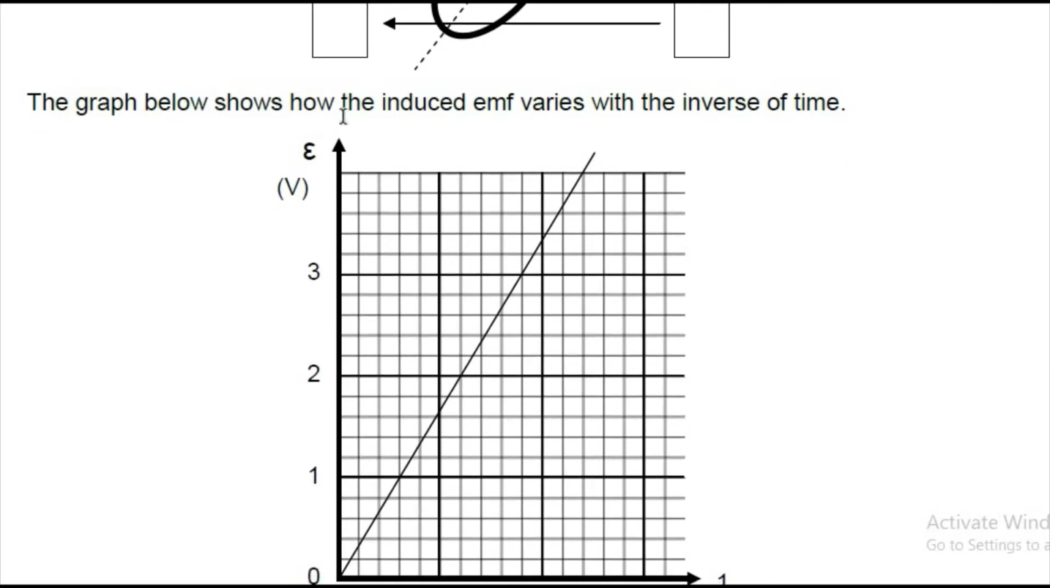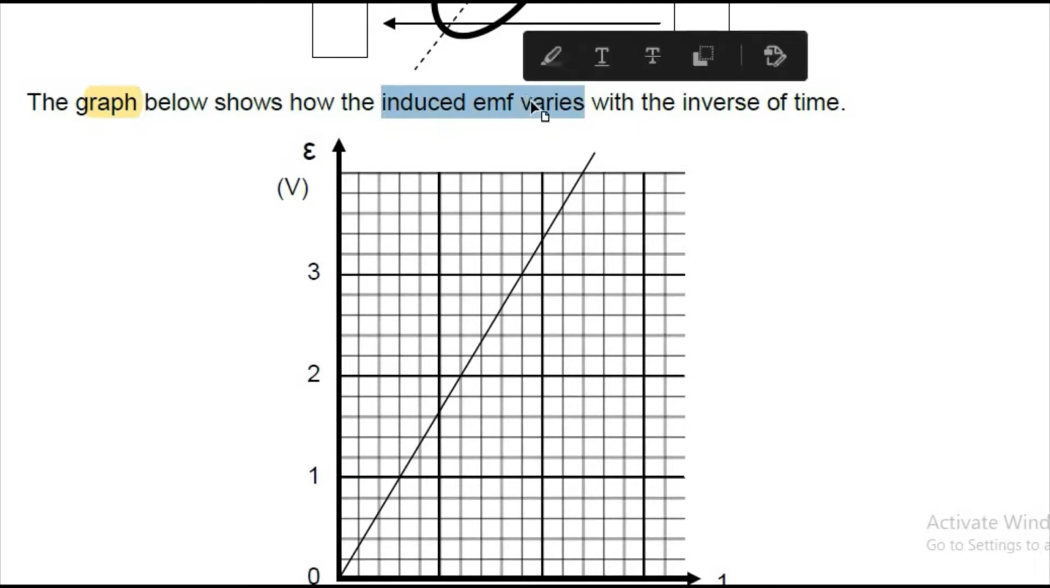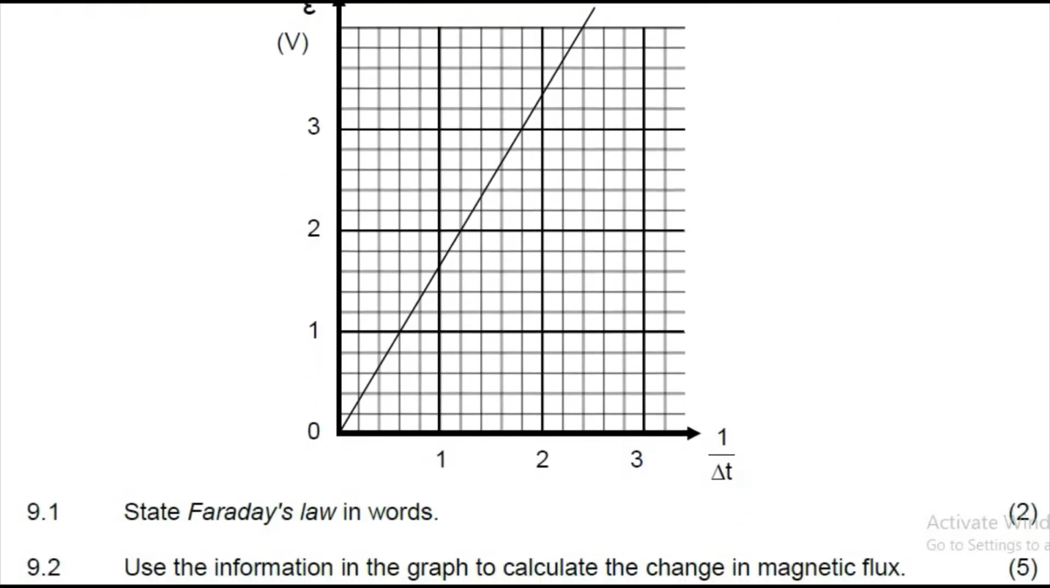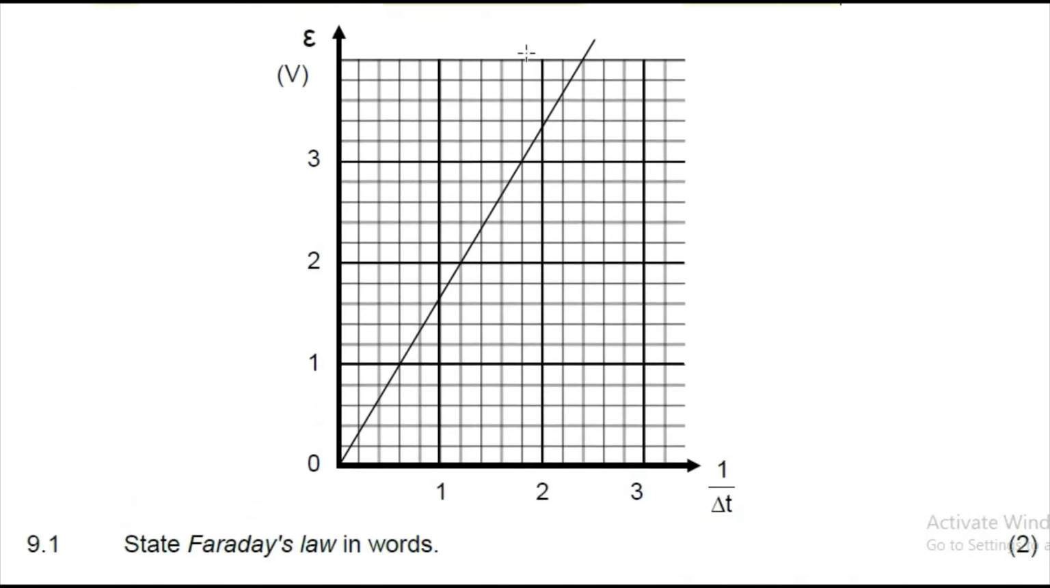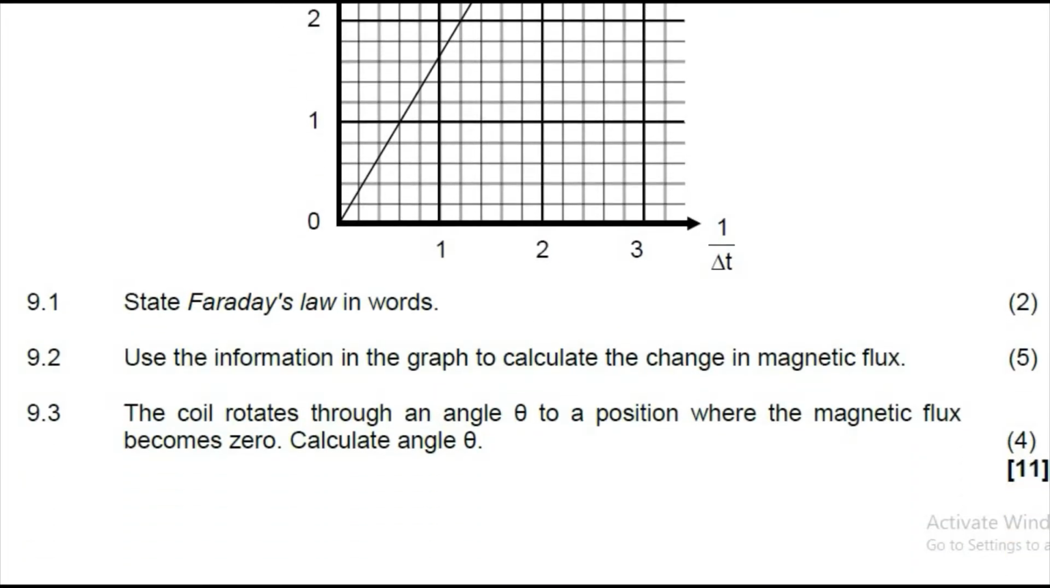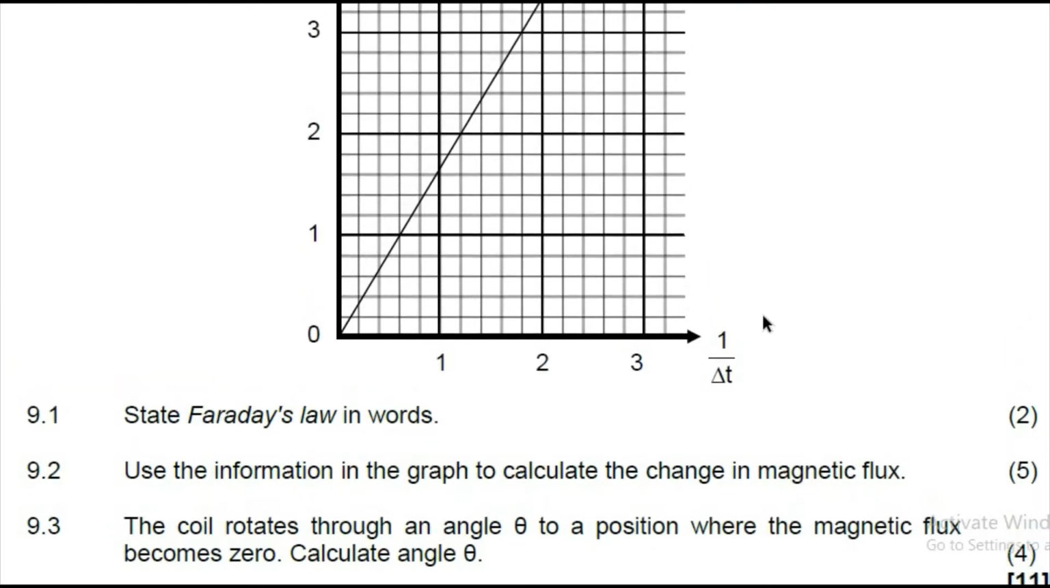And now the question continues and says that they give us a graph, and the graph actually shows the induced EMF as it varies with the inverse of time, right? Cool. So what does that mean? This means that on the y-axis you have your EMF, measured in volts, and on your x-axis you have your time. They didn't give the units there, so I'm assuming it's per second, right? Because it's the inverse, it's 1 over the change in time.